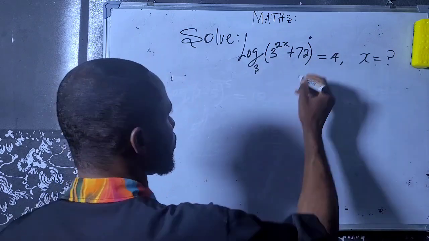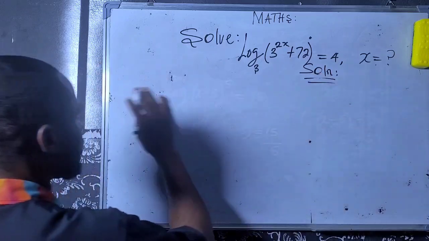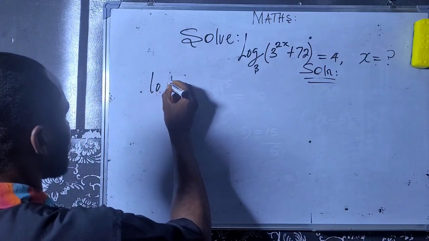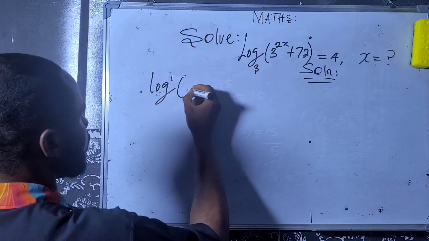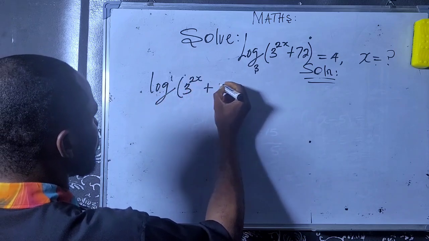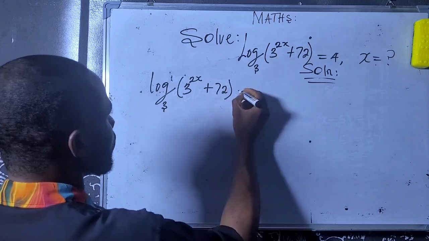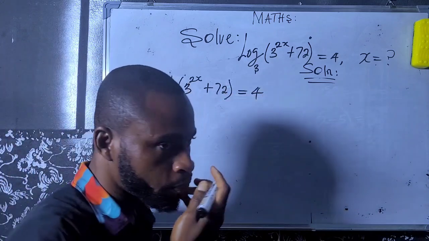Now, I put here the solution. I bring the question down here. We have log of 3 to the power of 2x plus 72, base 3, equals 4.